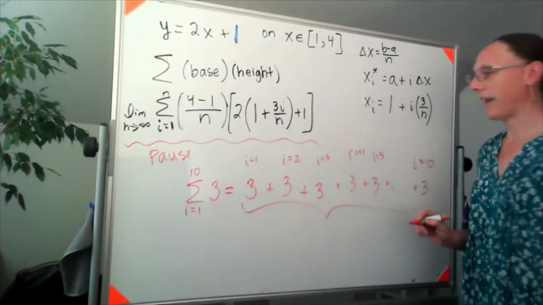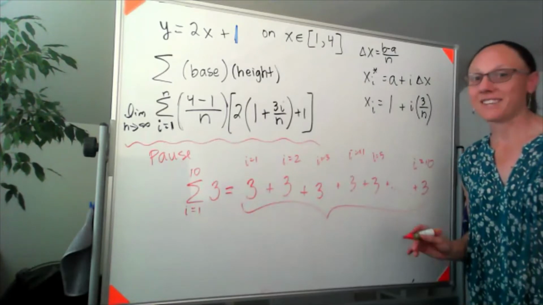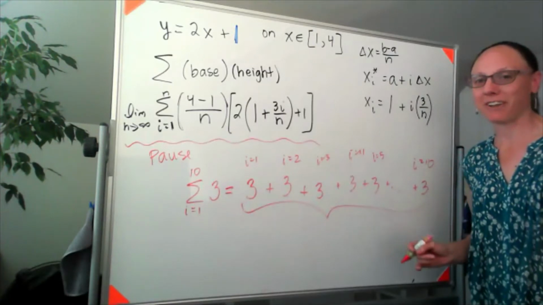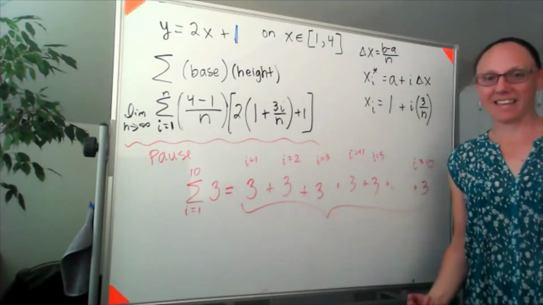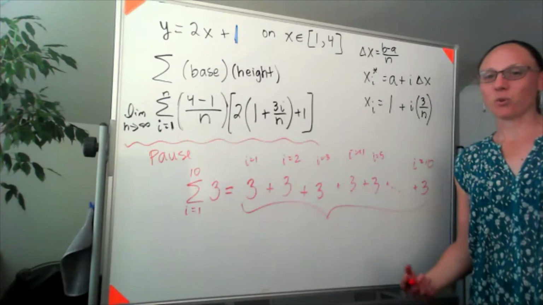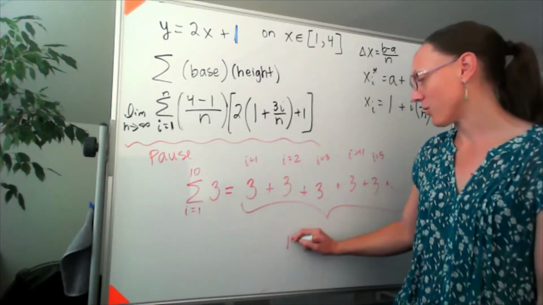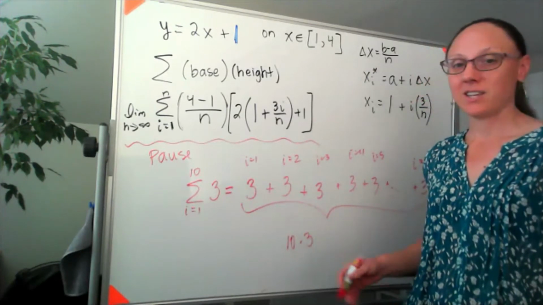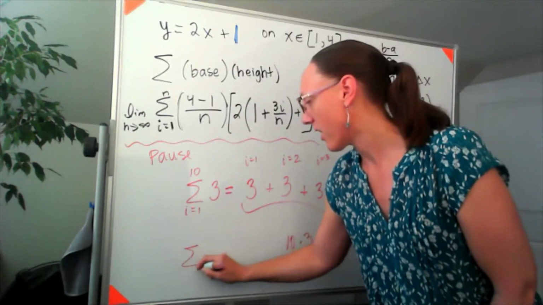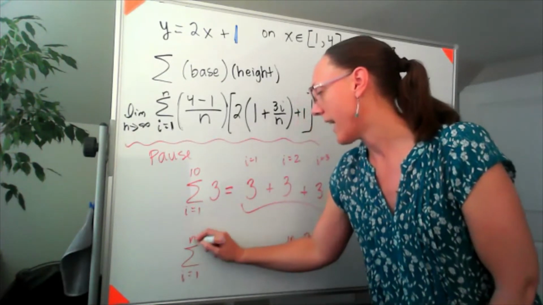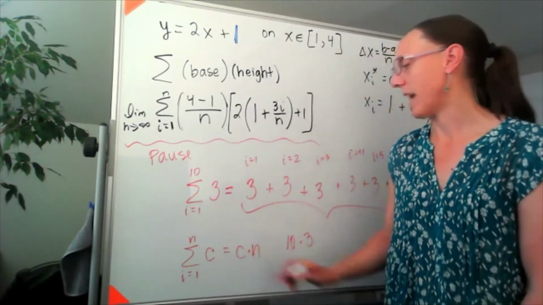How many 3's will I have? You could type it in the chat. You could show me on your fingers. Yes, I will indeed have 10. So I've got 10 of these 3's, which means the answer would be 10 times 3. So one of our rules is that if I take the sum from i equals 1 to n of a constant, then what I get is the constant times n.